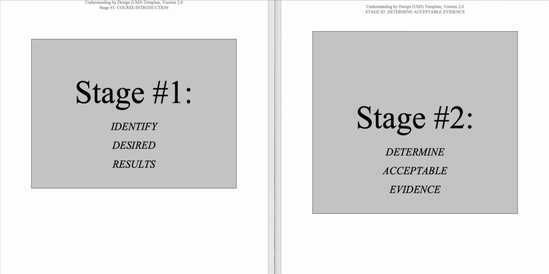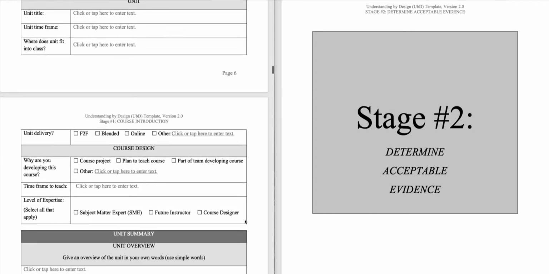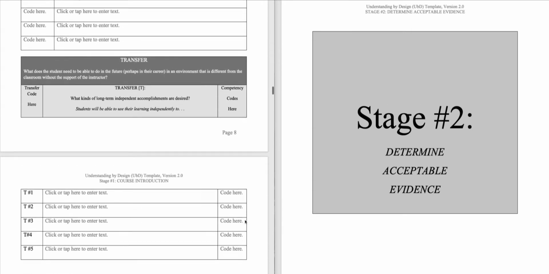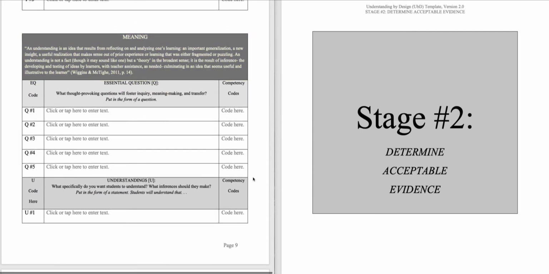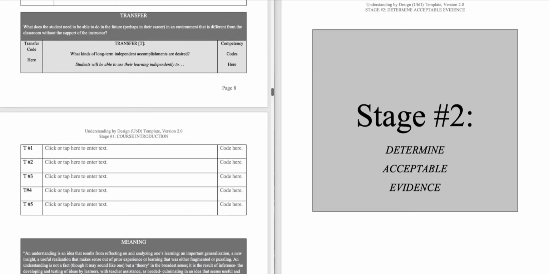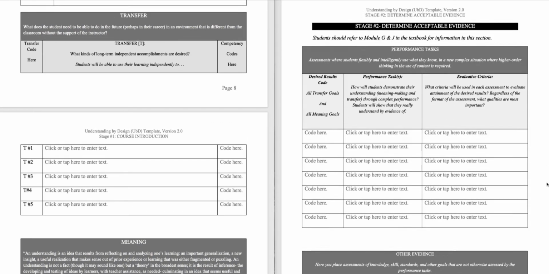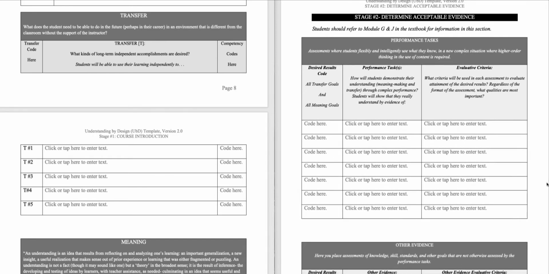Stage 2 is all about assessment. We're going to go through the steps of Stage 2 and look at the assessment criteria. But I also have Stage 1 open here so that we can compare and contrast and go back and forth. So in Stage 1, I'm going to scroll down to our transfer goals and our meaning-making goals, so we can look at these when we are deciding on the different assessment criteria.